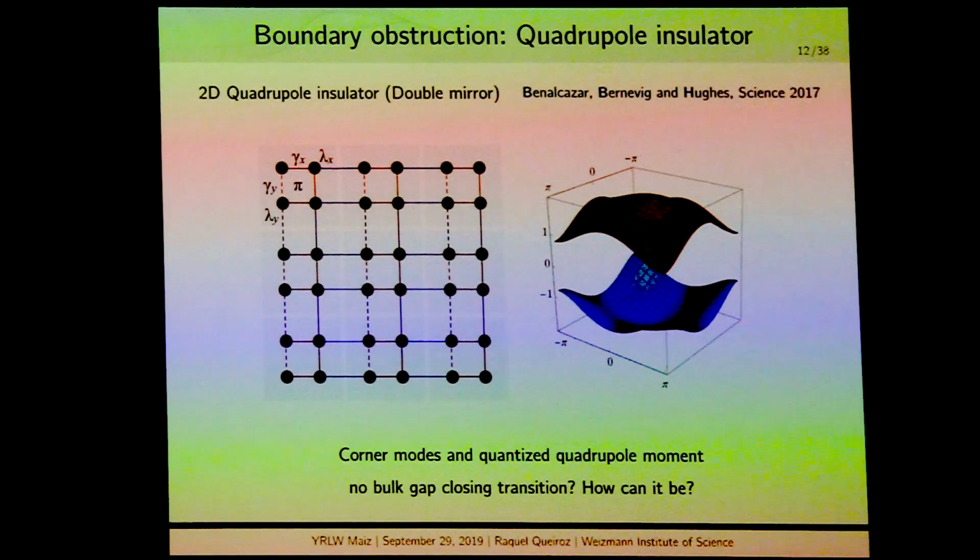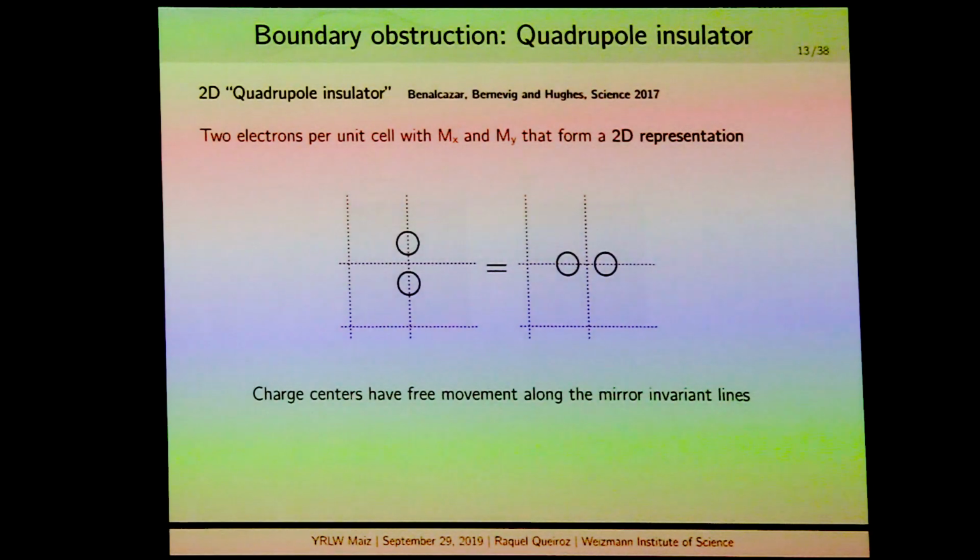actually all closes. So in this model, if we don't have any additional symmetries in the bare model, there's only mirror symmetry in X and mirror symmetry in Y. And that pi flux, what it does is that the mirror in X and mirror in Y anticommute. So this means that the 2 filled electrons in this lattice form a 2-dimensional representation of the symmetry group.